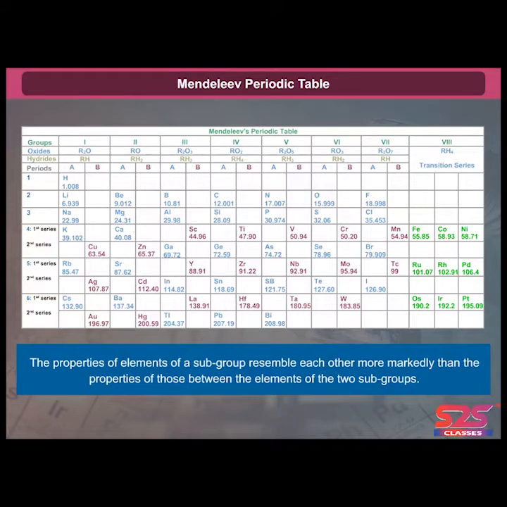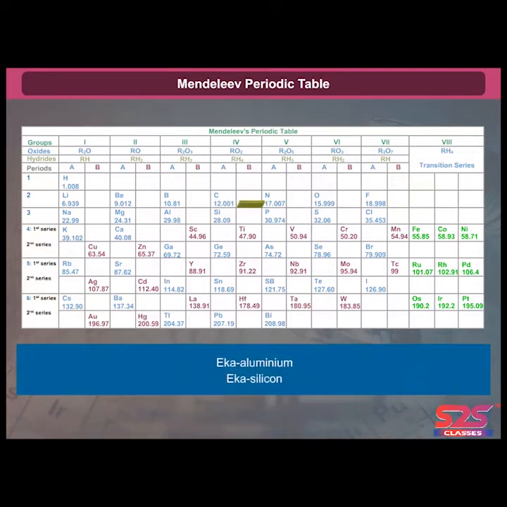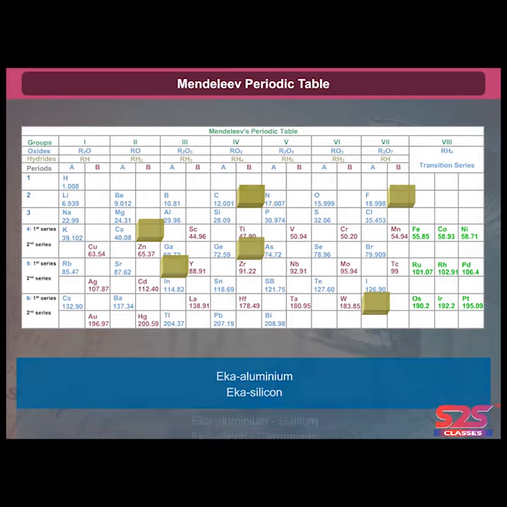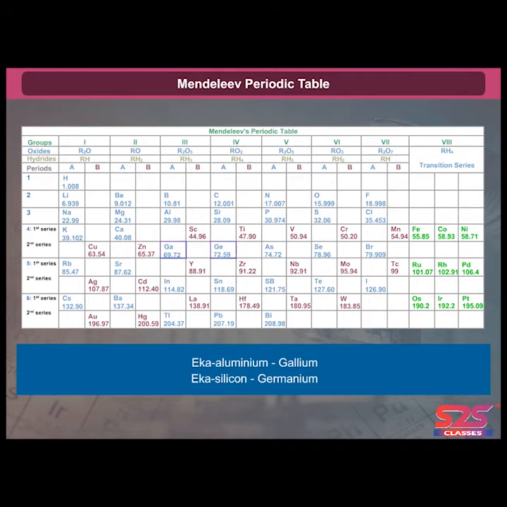Based on the positions in the periodic table, Mendeleev could predict the properties of some undiscovered elements. He left several blanks for elements that were not discovered at the time. For example, he left a gap under aluminium and a gap under silicon and predicted the elements as Eka-aluminium and Eka-silicon. Eka-aluminium was later named gallium and Eka-silicon germanium.